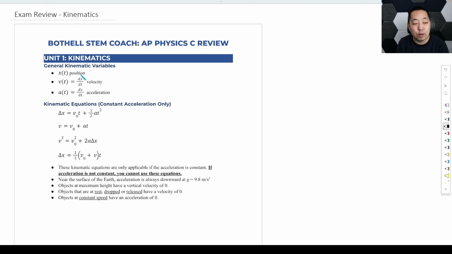You could derive everything from calculus, but under constant acceleration, we can derive all of these equations. Really, really useful because there will still be cases where we may use constant acceleration kinematics. It's still a common scenario. So if the acceleration is not constant, we can't use these equations. Remember, near the surface of the Earth, acceleration's downward, g of 9.8. Objects at a maximum height have a vertical velocity of 0. Objects at rest, dropped, or released have a velocity of 0. And objects at constant speed have an acceleration of 0, or a constant velocity, technically.